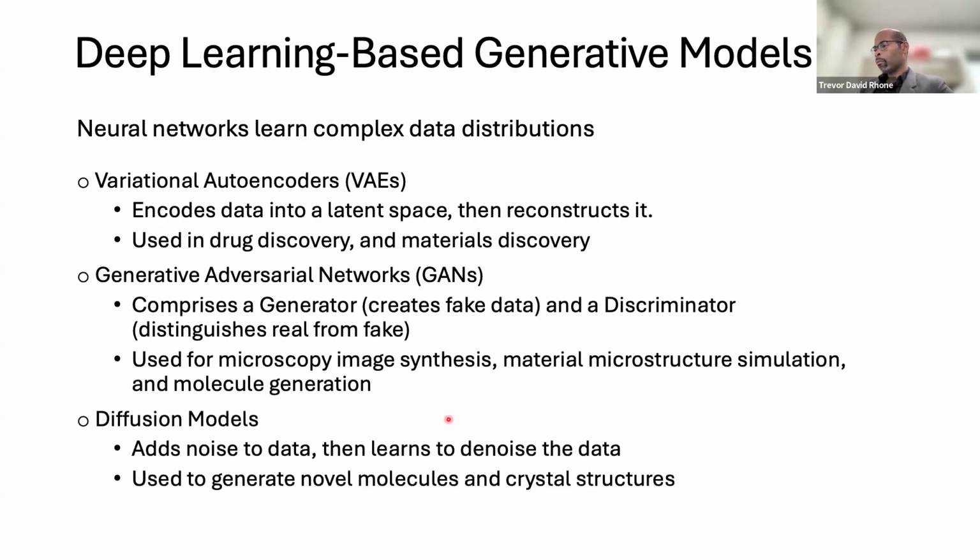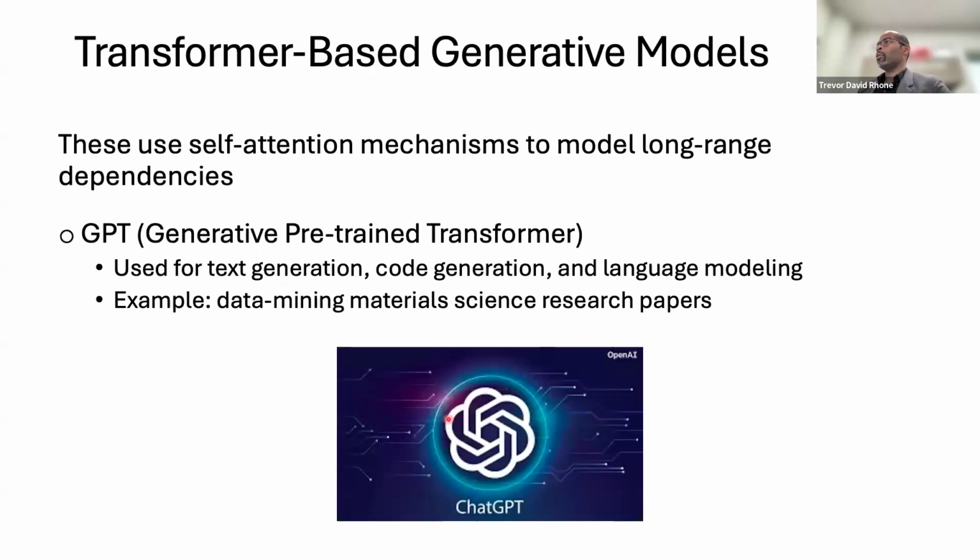And diffusion models are models that add noise to data and then denoise the data, and those have been successfully used to generate novel molecules and crystal structures. They're a kind of clever algorithm. We'll touch on transformer-based models just a little bit because you've all probably used ChatGPT. This is the kind of algorithm or framework used by ChatGPT, the generative pre-trained transformer model.